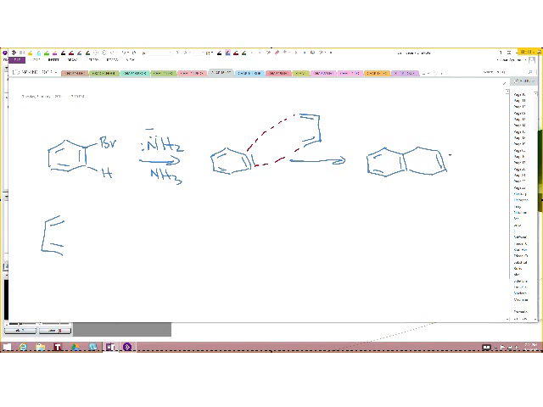You see, we could actually make a fairly complex molecule. We could also take this diene, react with benzyne, to get this.